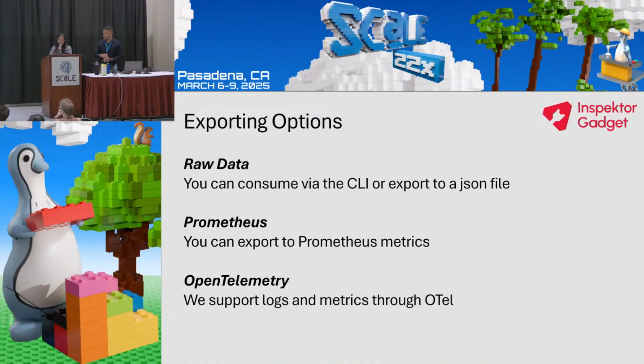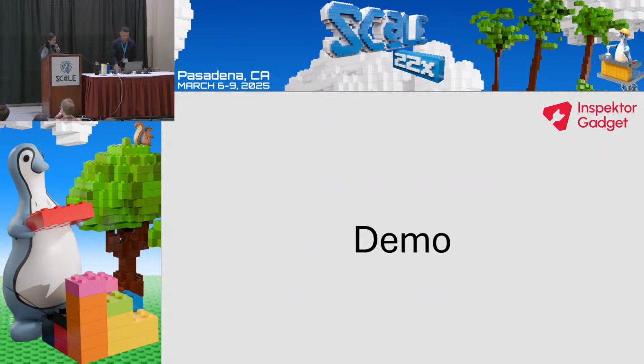Okay, and finally, like we've been saying throughout the presentation, you can export the data in a variety of ways, whether that's via JSON file, using Prometheus, or using OpenTelemetry, which is another open source project for those that don't know that's kind of become the standard for observability and data collection. So I think with that, we have one more demo for you all.